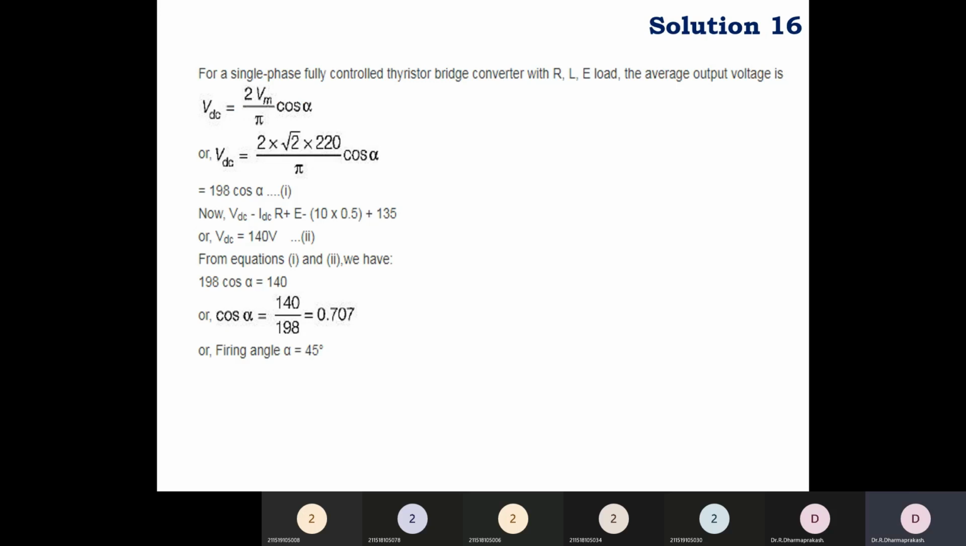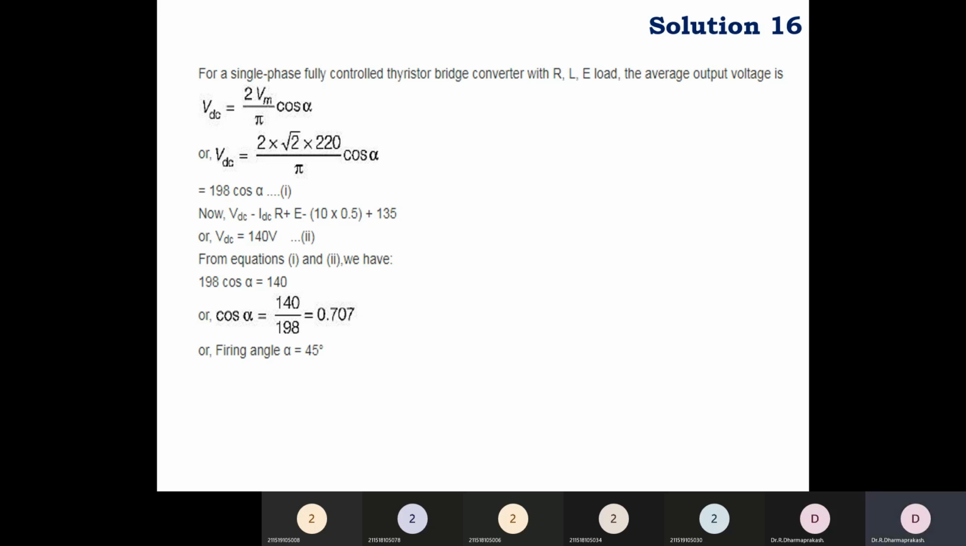So for this, you have to use the corresponding expression. For a single phase fully controlled thyristor bridge converter with RLE load, the average output voltage is 2 Vm by pi cos alpha, that is equal to 2 into root 2 into 220 by pi cos alpha. This is 198 cos alpha. Now, VDC is equal to IDC R plus E. That is equal to 10 into 0.5, the current is already given 10, so resistance is 0.5, plus 135. So VDC is equal to 140.